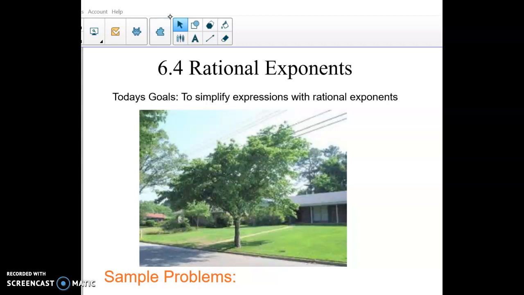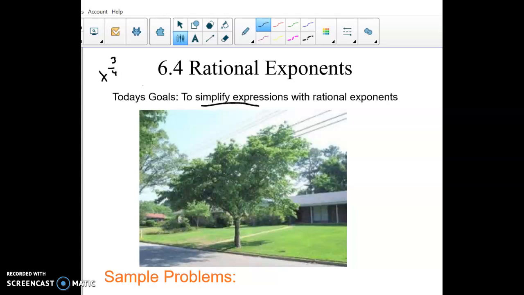All right, welcome to 6.4 day 2. This is rational exponents. And remember, rational exponents are like fraction exponents, like 3/4, stuff like that. So we're doing these simplify expression questions. We have to remember our exponent rules, and then also how to switch forms.